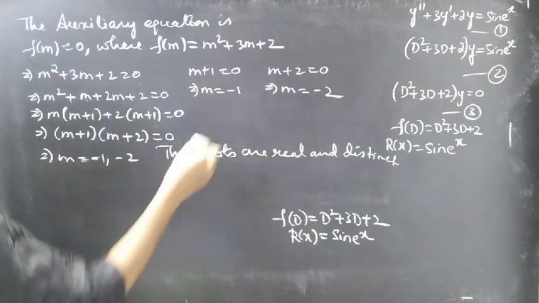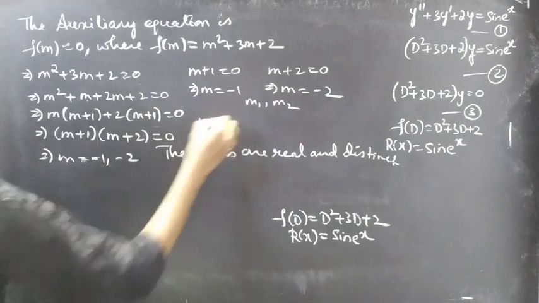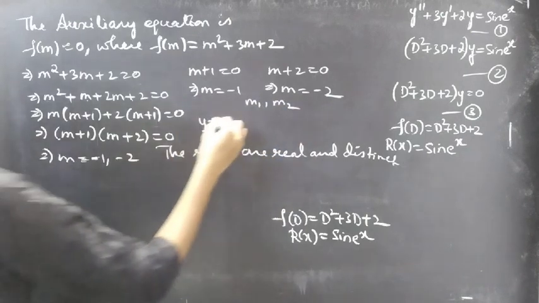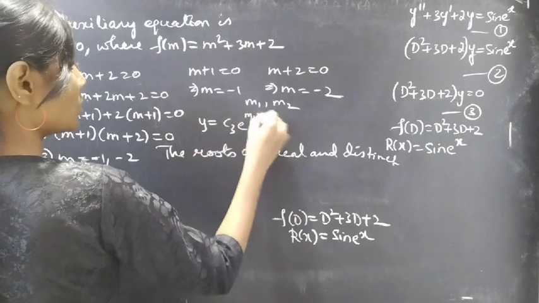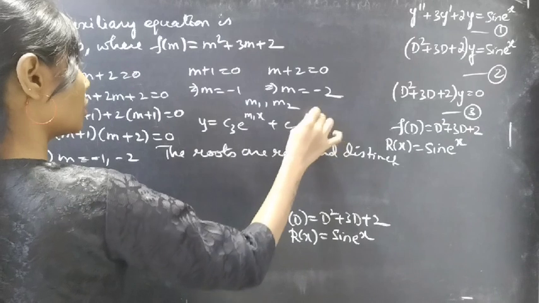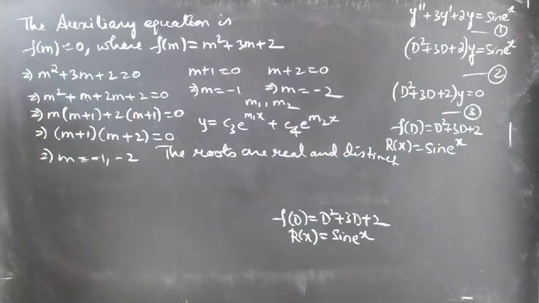We know that when two roots, say m1 and m2, are real and distinct, then the solution to the homogeneous equation looks like one constant into e power one root into x plus another constant into e power another root into x. I'm taking C3, C4 instead of C1 and C2 because I want C1 and C2 to appear in the last general solution, right?